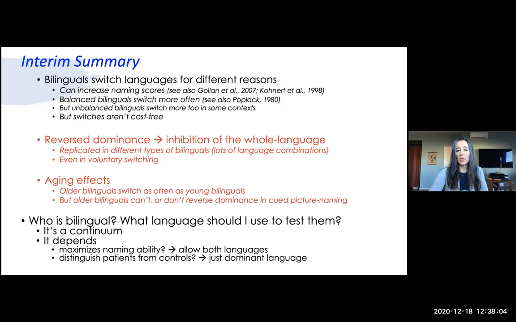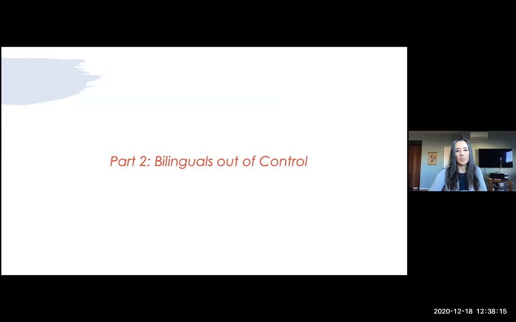And as for aging effects, older bilinguals switch languages as often as young bilinguals, but older bilinguals can't, or maybe they just don't, reverse dominance in cued picture naming tasks.